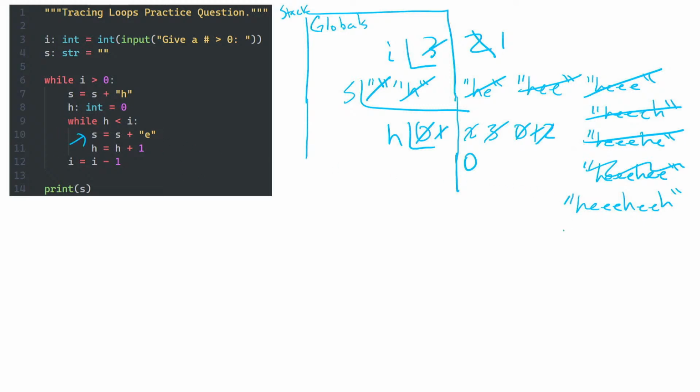Once again, we concatenate E. So we have H-E-E-E-H-E-E-H-E. We add 1 to H. H's value is now updated to 1. And we go back and we test, is 1 less than 1? That's false. So good news, this is starting to get very long. We're almost done.